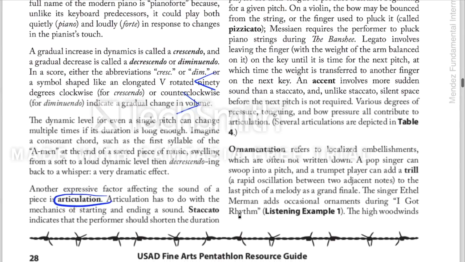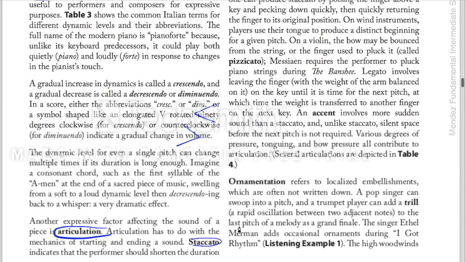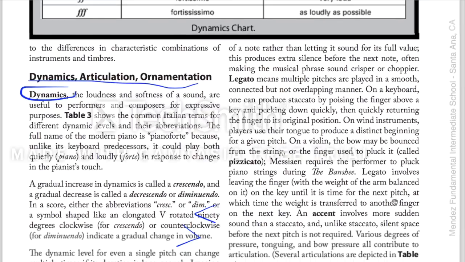Articulation has to do with the mechanics of starting and ending a sound. Staccato indicates that the performer should shorten the duration of a note rather than letting it sound for its full value. So a staccato is like little tiny hits on the piano. It's like little tiny punctuation marks, basically, okay? This produces extra silence before the next note, often making the musical phrase sound crisper or choppier. Legato means multiple pitches are played in a smooth, connected, but not overlapping manner.